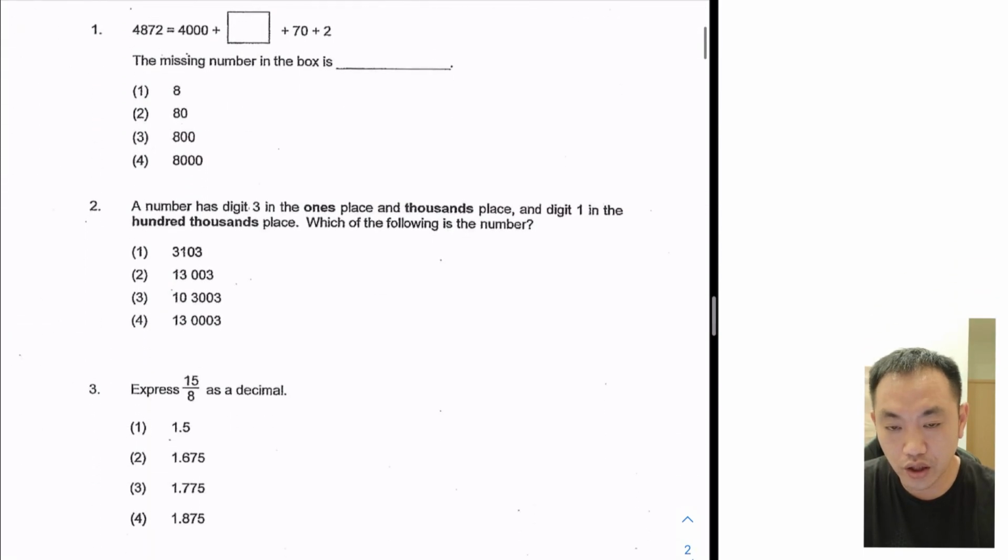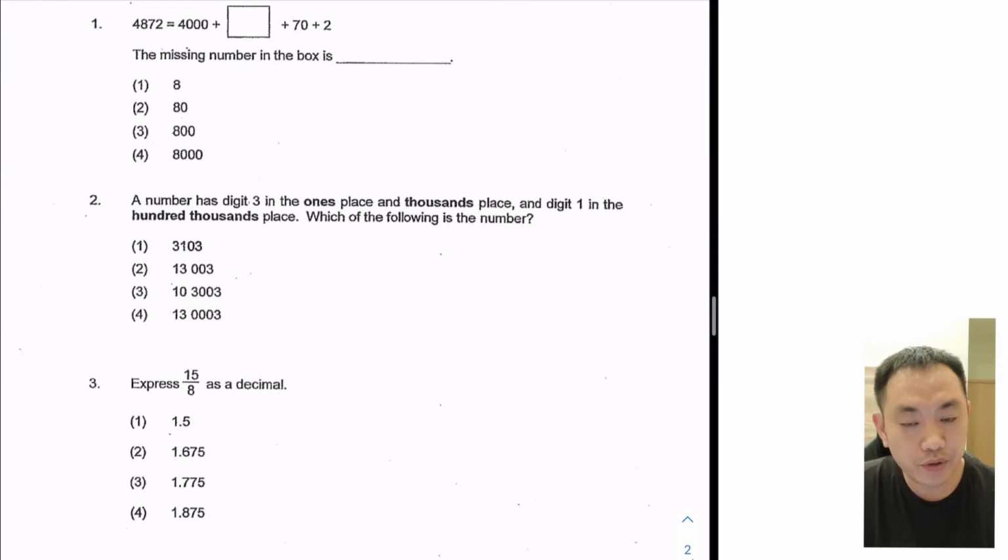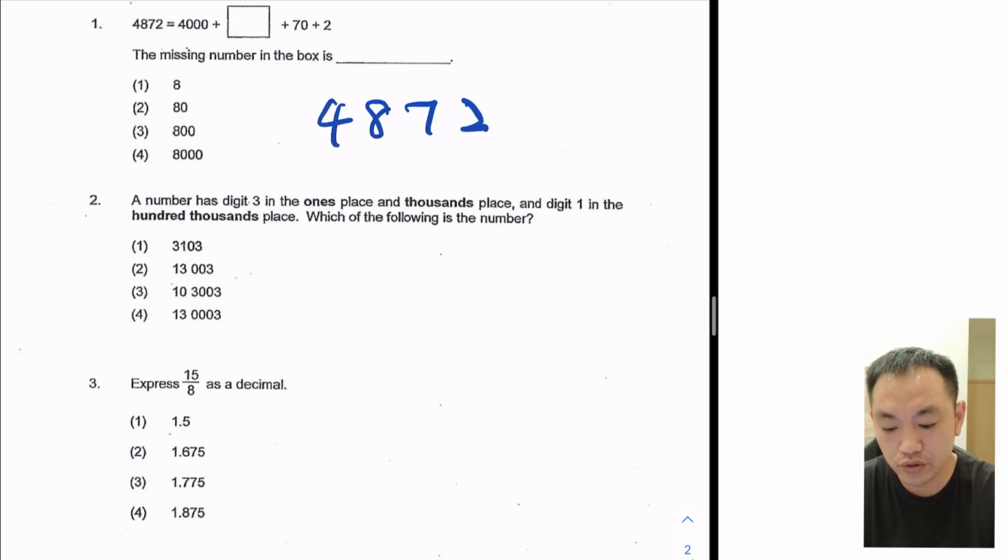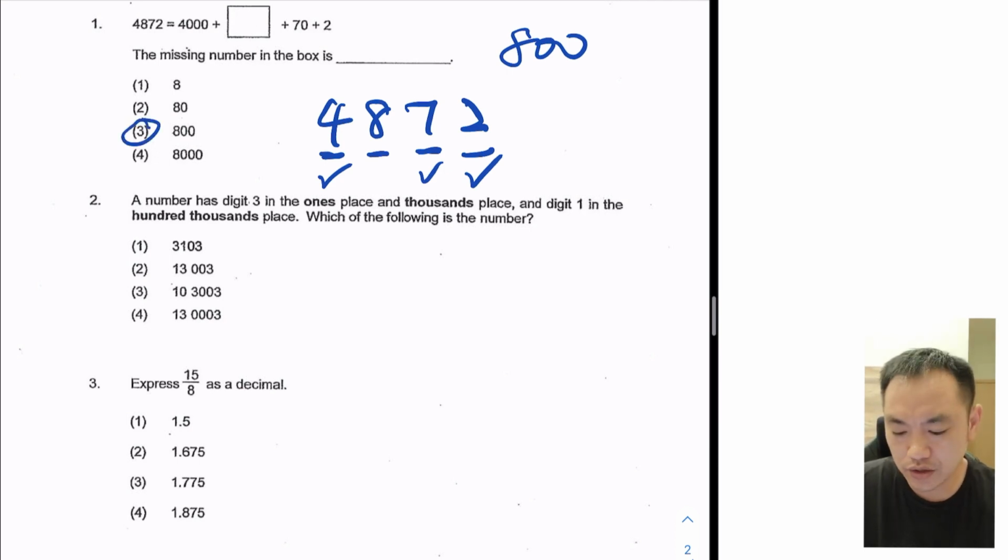Let's move to question 1. There is a formula here. There is a number 4,872 equals to, you can see the question tries to break up the number into different sets of numbers. So the number is 4,872. And you can see here they already have 4,000, and then 70, and then 2. So the missing number is the 8, which is 800. So the answer is 3. This should be quite straightforward.